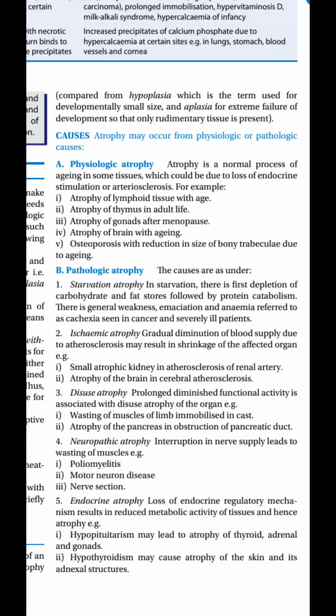Any metabolic activity or tissue: endocrine atrophy is loss of any endocrine regulatory mechanism, hypopituitarism, hypothyroidism. In hyperthyroidism, what we see is an increase in weight, but in the same way, when there is hypothyroidism, there is no proper circulation of the hormones, so this leads to a decrease in the number of muscle fibers in those people.